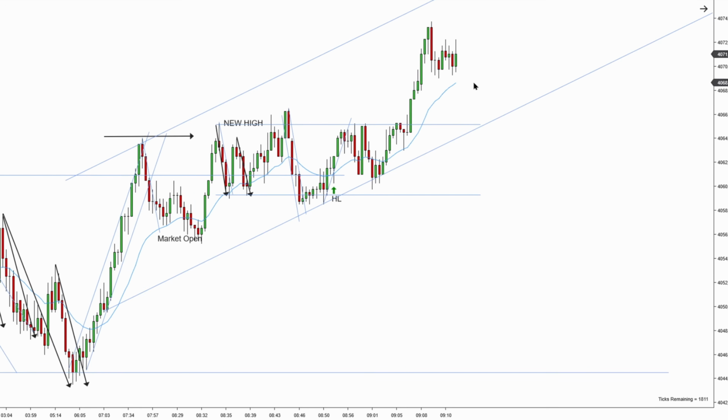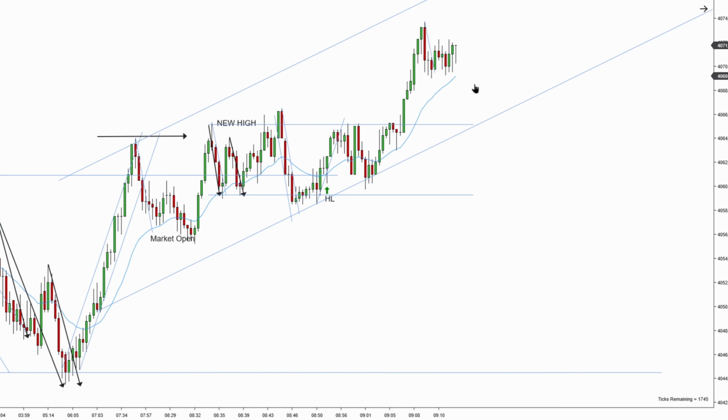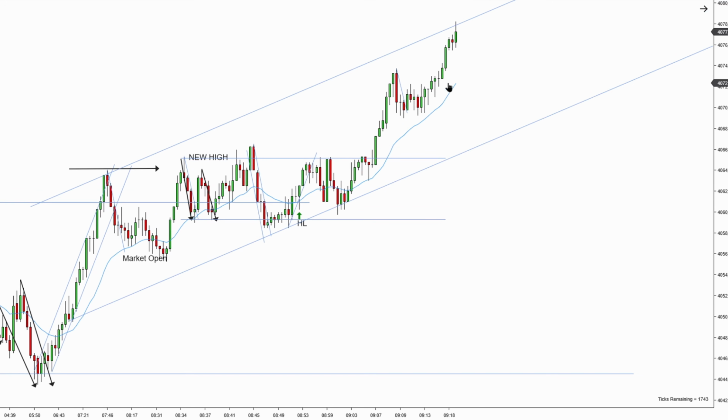Okay, we're correcting to the EMA, but we're still far from EMA. I cannot take a long. High probability setup would be a two-legged pullback at the EMA. We're still far from EMA, and prices keep working higher. Okay, so now you can start to identify, okay, there's definitely a channel.